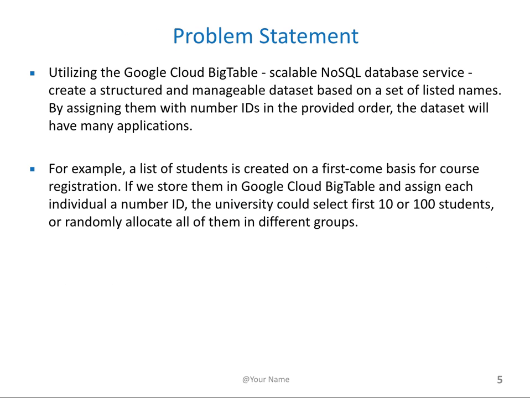Okay, the problem statement. The main goal of my final project is basically to create a structured and manageable dataset based on a set of listed names, by assigning them number IDs in the provided order. The dataset will have many applications. For example, a list of students is created on a first-come basis for course registration. If we store them in Google Cloud BigTable and assign each individual a number ID, the university could select the first 10, 100, or any randomly allocated number of them.